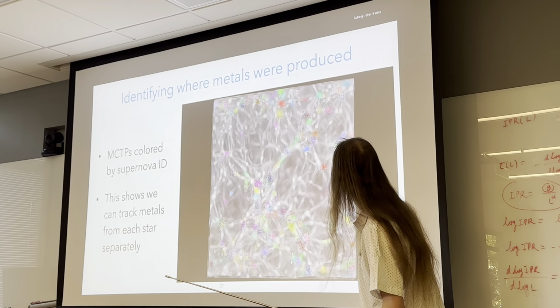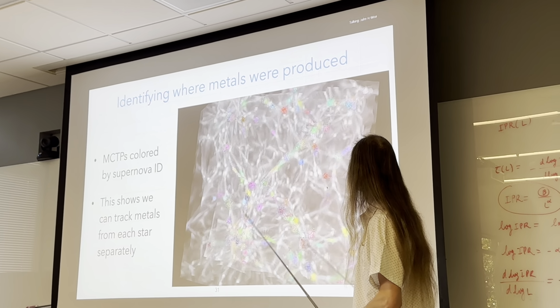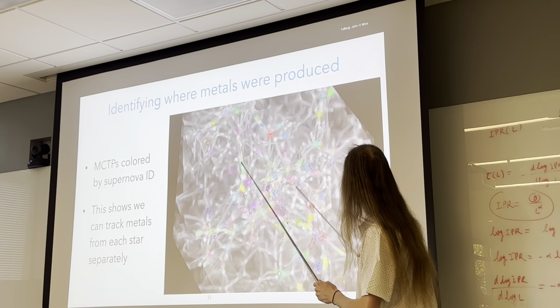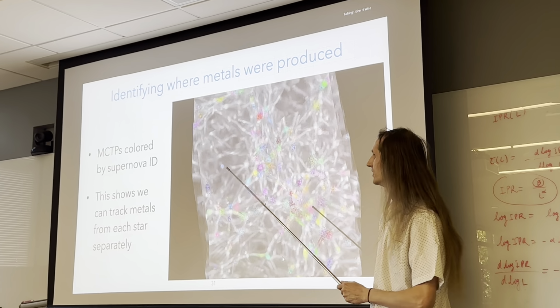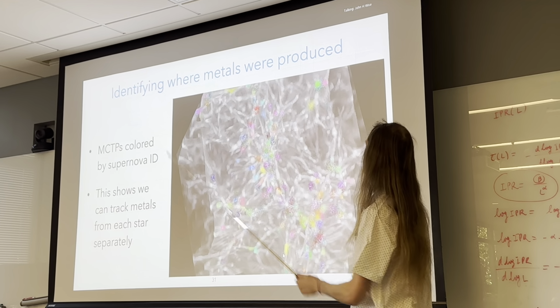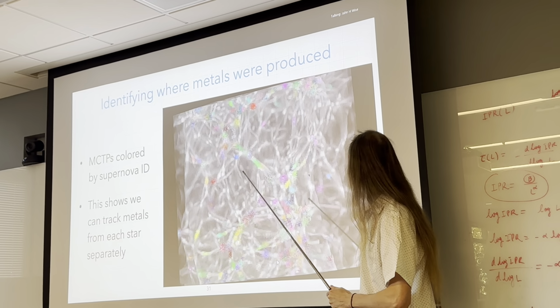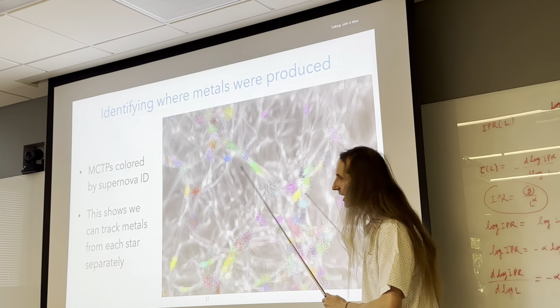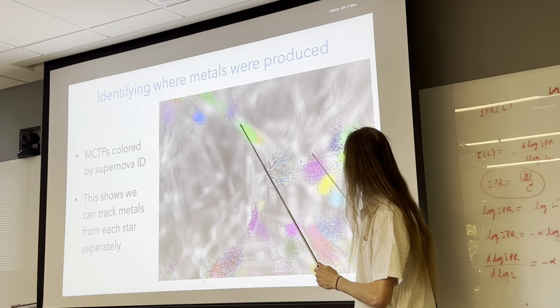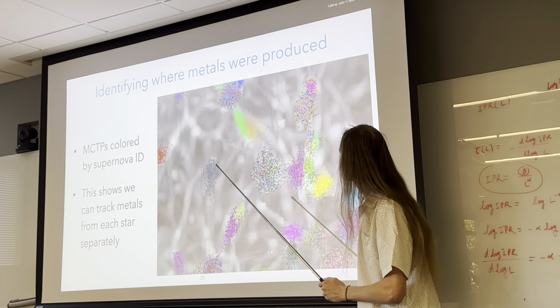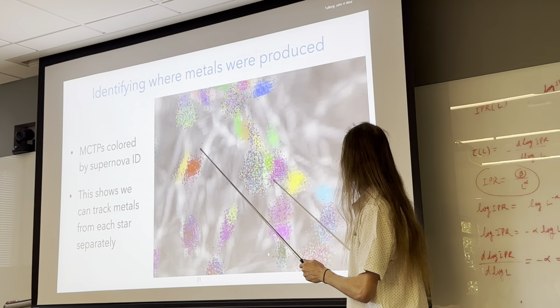Oh, this is a video. So we can zoom around. So in gray is the gas density, and then all of these colored particles are colored by the supernova ID. So each color represents particles that came from a different supernova. So there are over 900 supernova, 900 star particles in this simulation, with about 2 million Monte Carlo tracer particles.